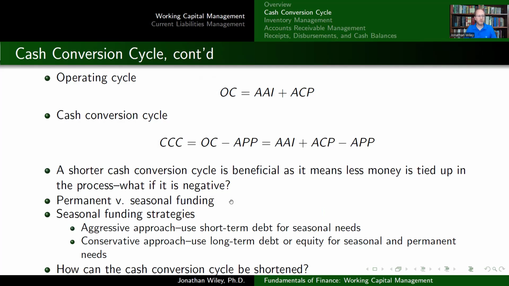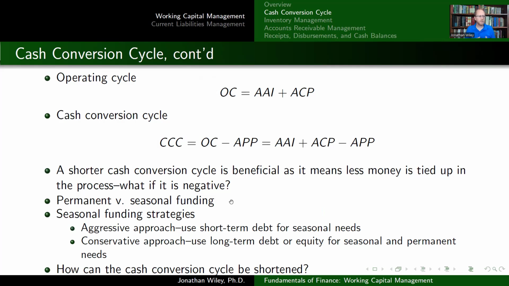The more conservative approach would be to use long-term funding, so long-term debt or equity for both the seasonal and the permanent needs, so that basically, if sales don't materialize right at the moment, it's not a big deal. I don't have to pay this debt in the next 3 months. It doesn't mean I like the loss of sales, but it does mean that I'm not under a huge amount of pressure to make the sales happen. And that's why it's more conservative.